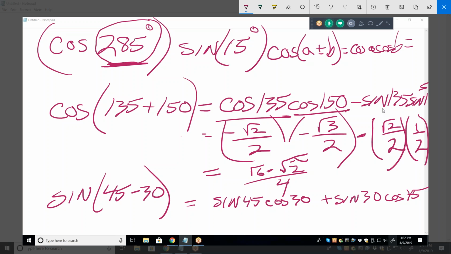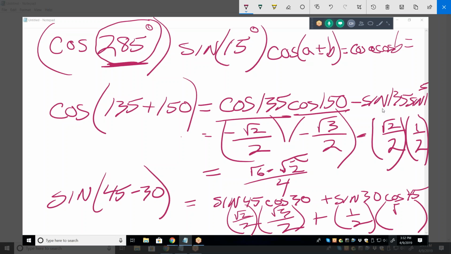Sine of 45. Root 2 over 2. Cosine of 30. That is root 3 over 2. Plus sine of 30. One half. Cosine of 45. Root 2 over 2. Okay. So, what does that simplify to? Root 6 over 4 plus root 2 over 4.